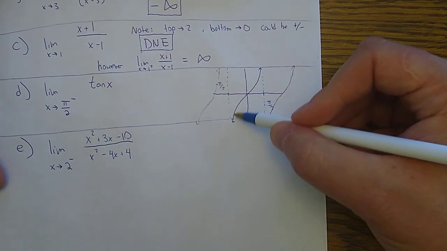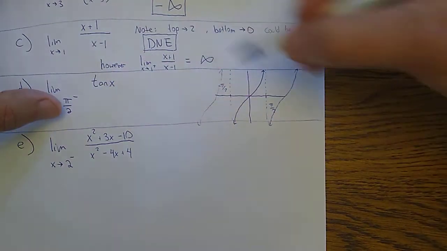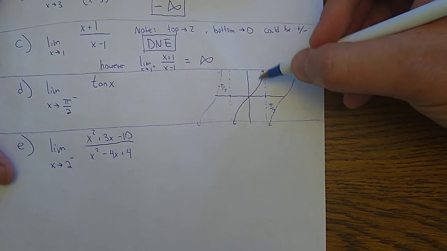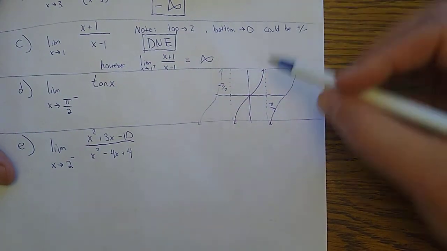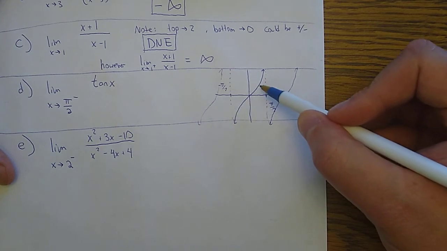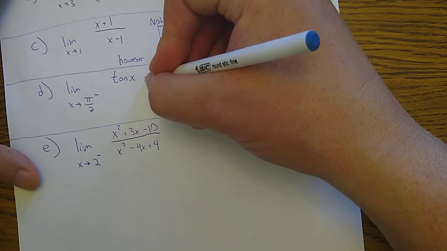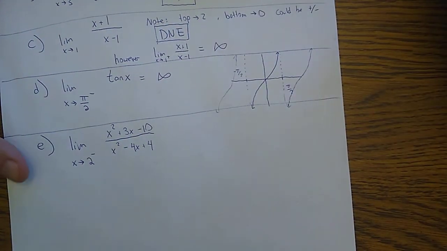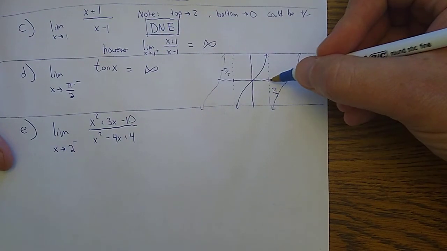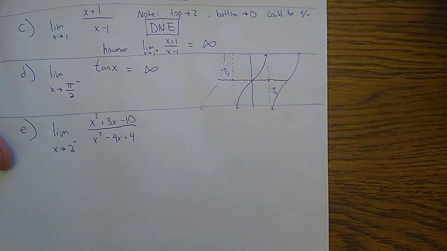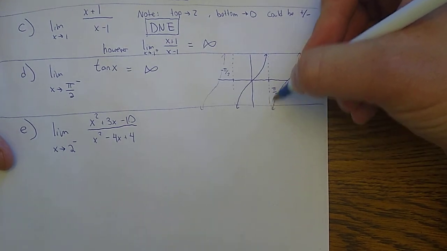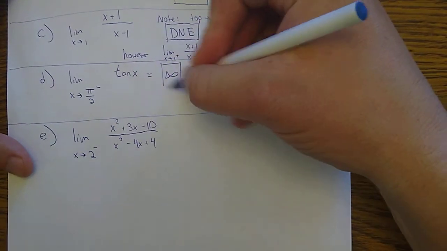But the important part of the graph for us is here, because I'm approaching pi over 2 from the left. So yeah, this just looks like a vertical asymptote. As I approach pi over 2 from the left, it looks like I'm going up and up and up. So this would be positive infinity. If I were approaching pi over 2 from the right, I would say negative infinity, because I would be looking at this part of the graph. But I'm not.